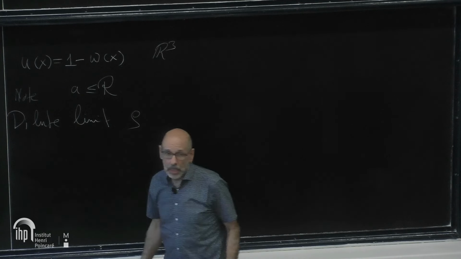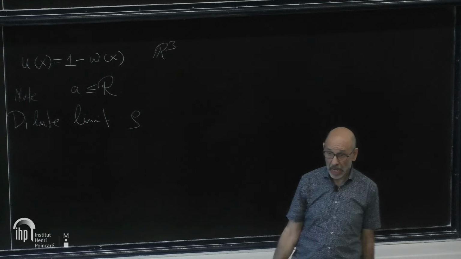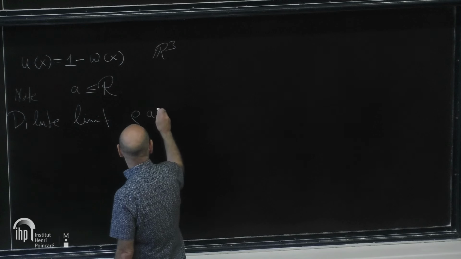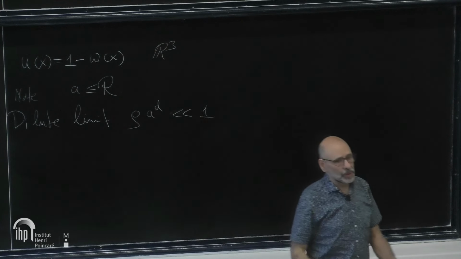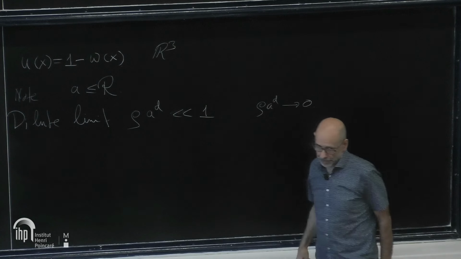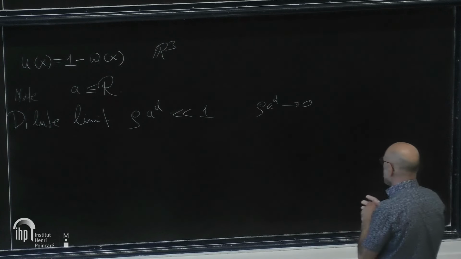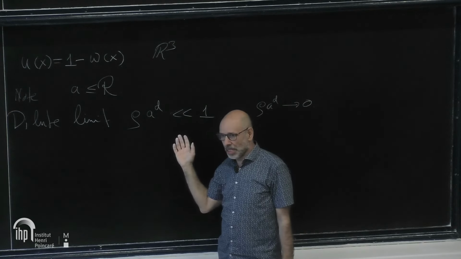Okay, so now the dilute limit that I talked about really means that the density is small compared to having one particle in a ball of the size of the scattering length. So rho A to the D being much, much less than one. That's the dilute limit, right? So the way we would think about it is that we are looking at the limit where rho A^D goes to zero.